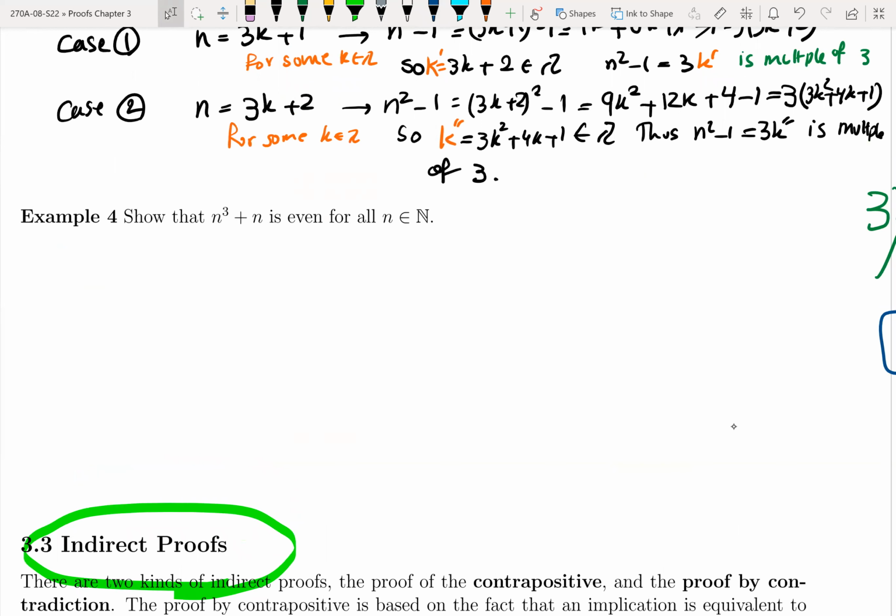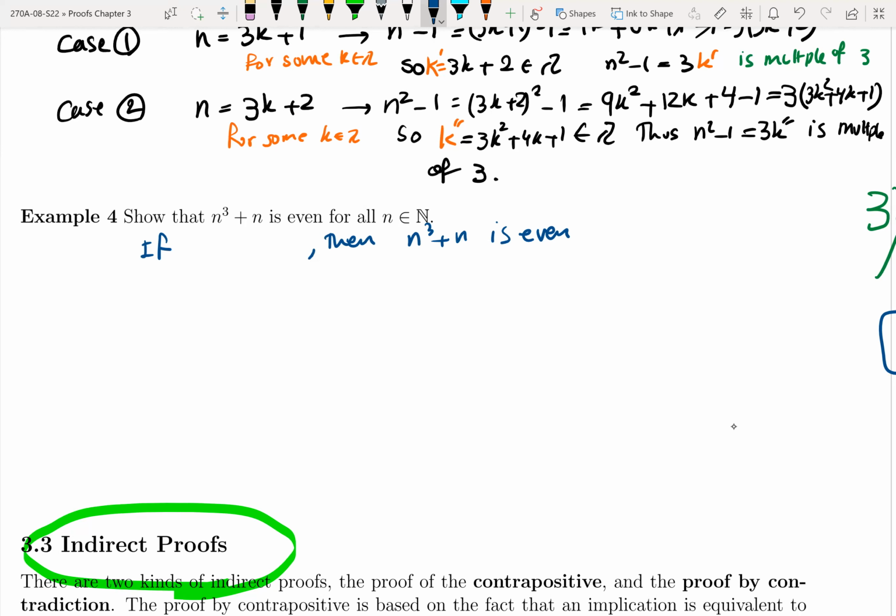What's the P? If, then. If what? If n to the third plus n. No, that's what you want to show. You want to show n cubed plus n is an even number, okay?